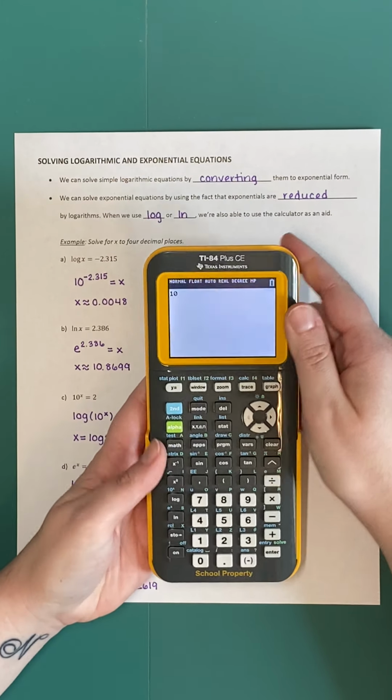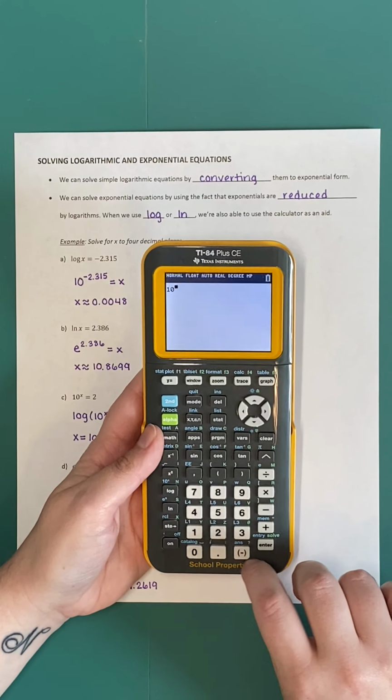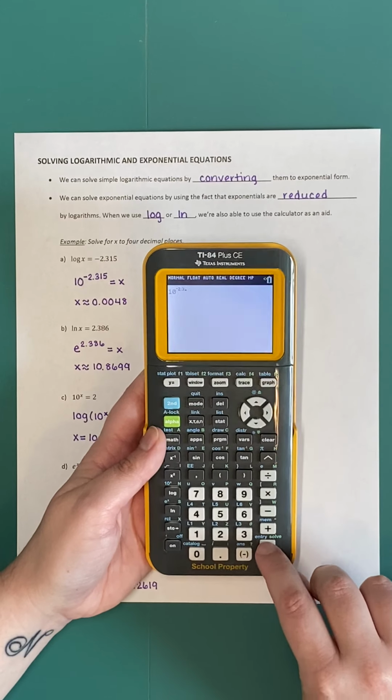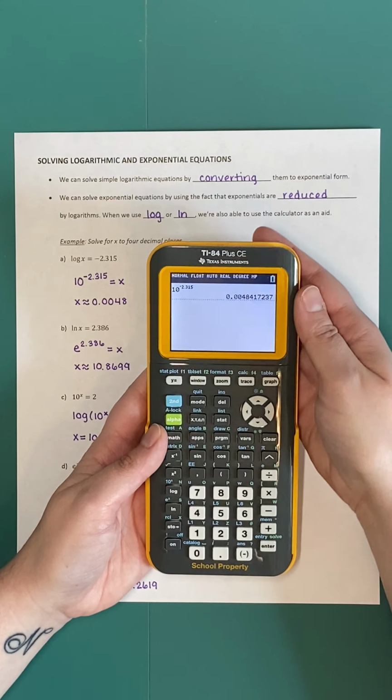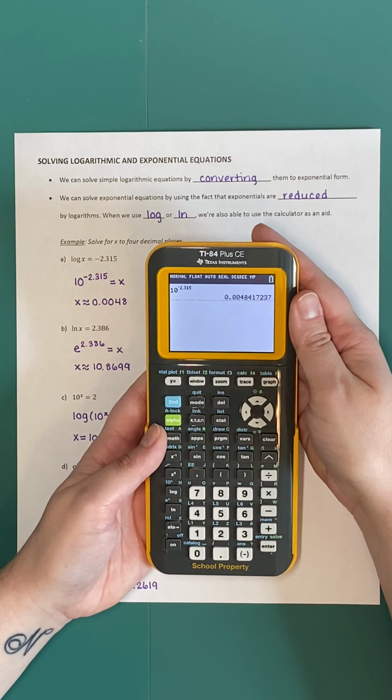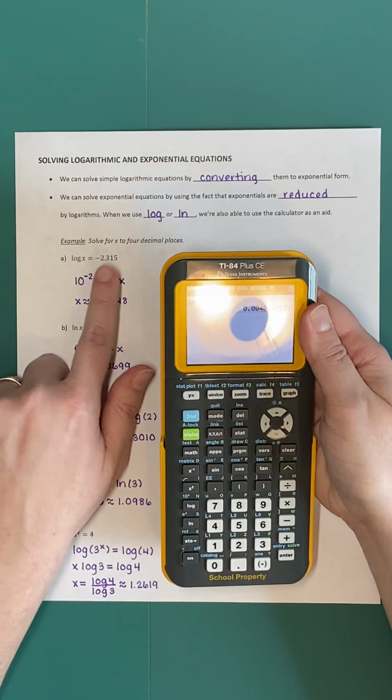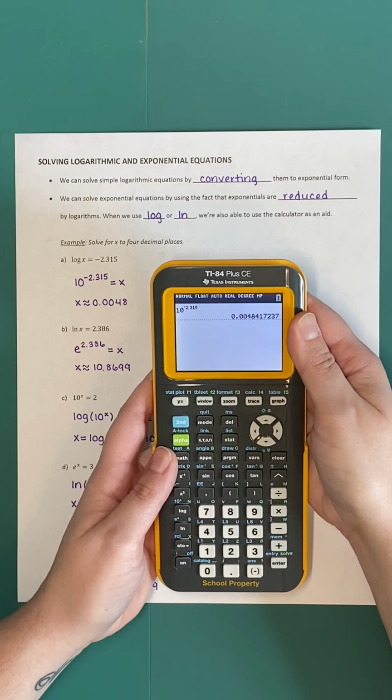So we're taking 10 and we're raising it to the negative 2.315 power. Okay, so to 4 decimal places, that's going to be 0.0048. That's going to be roughly what makes this particular expression true.